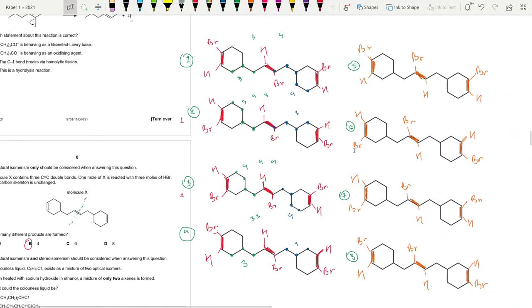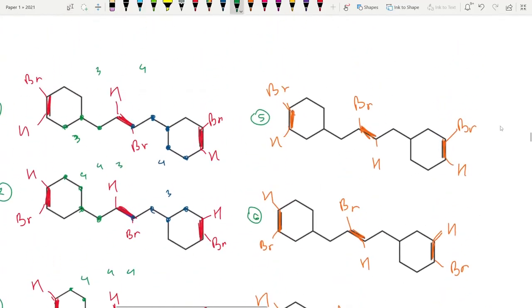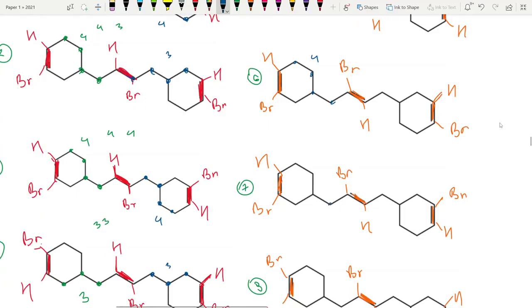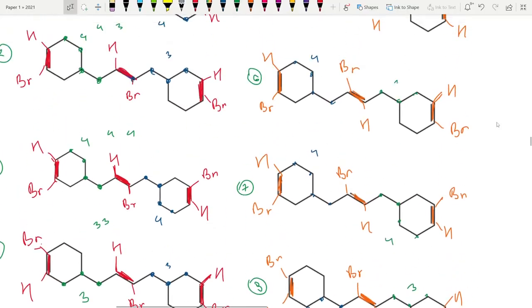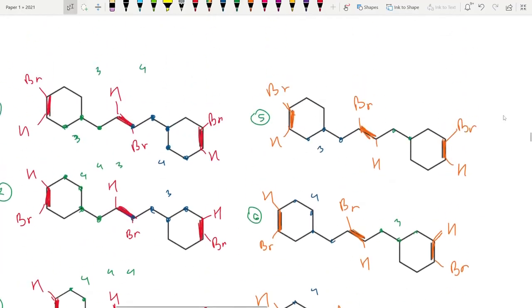Then you might be wondering, what about the ones you drew on the right hand side? Aren't these isomers? No, not really, because check this out. I'm going to do the same thing: bromine to hydrogen and hydrogen to hydrogen. Bromine to hydrogen first. 1 2 3, 1 2 3 4. Then 1 2 3 4, and 1 2 3. Hydrogen to hydrogen: 1 2 3, 1 2 3 4, 1 2 3, and 1 2 3 4.